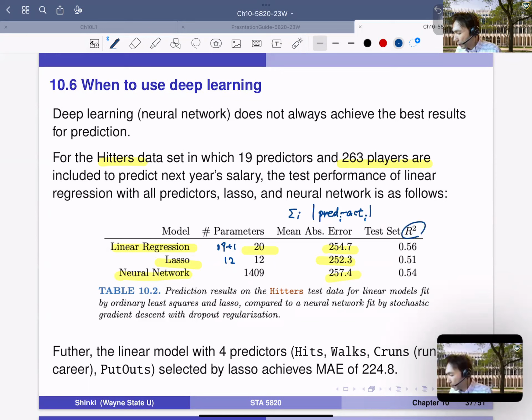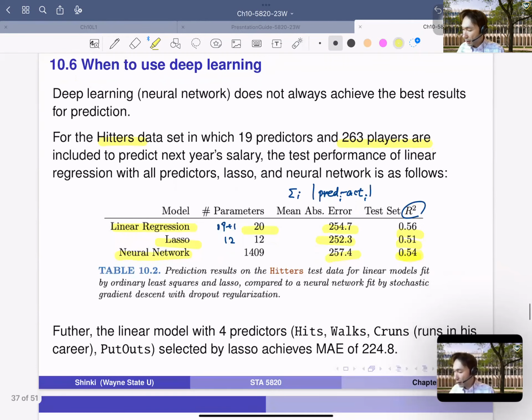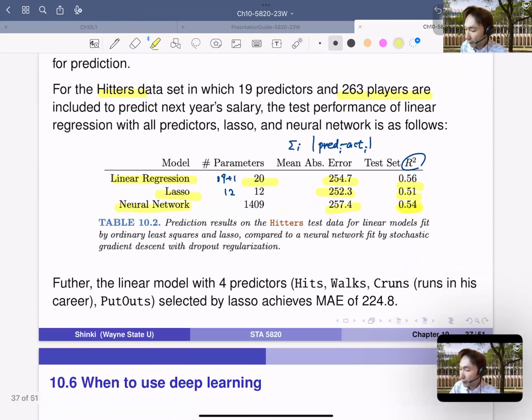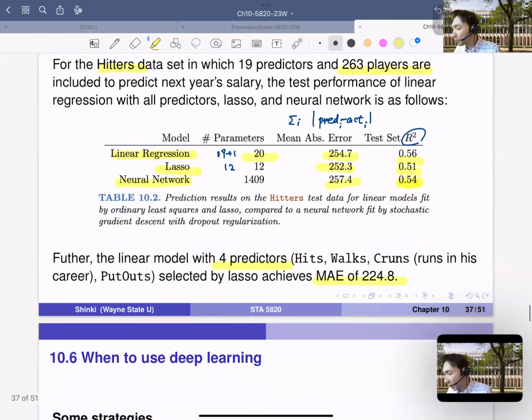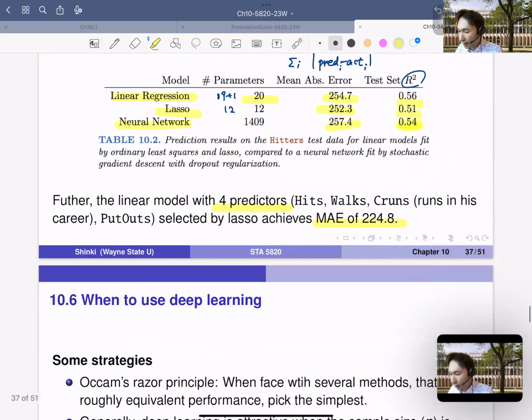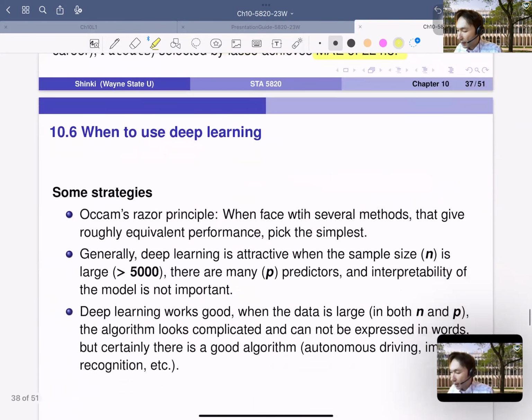And R square is basically the sum of squares explained. So basically the squared statistics. It's a kind of corresponding to mean square error. So it's a slightly different measure. But anyway, even with this measure, the performance is worse than lasso, slightly better than linear regression, but the neural network does not perform well. And actually, if we fit the linear model with 4 hand-picked predictors, the mean absolute error is only 224.8. So it's much smaller. Yeah, so the neural network does not work.